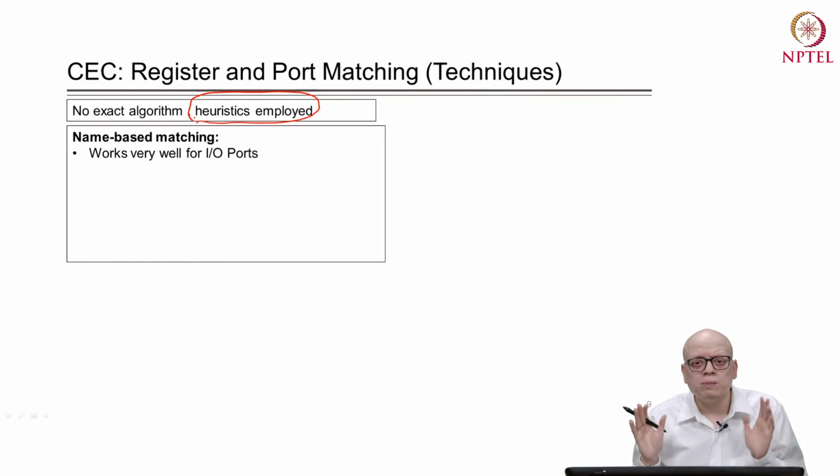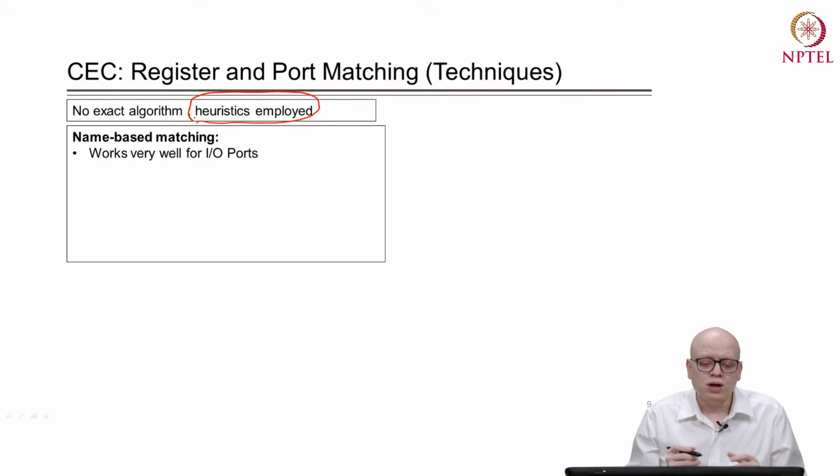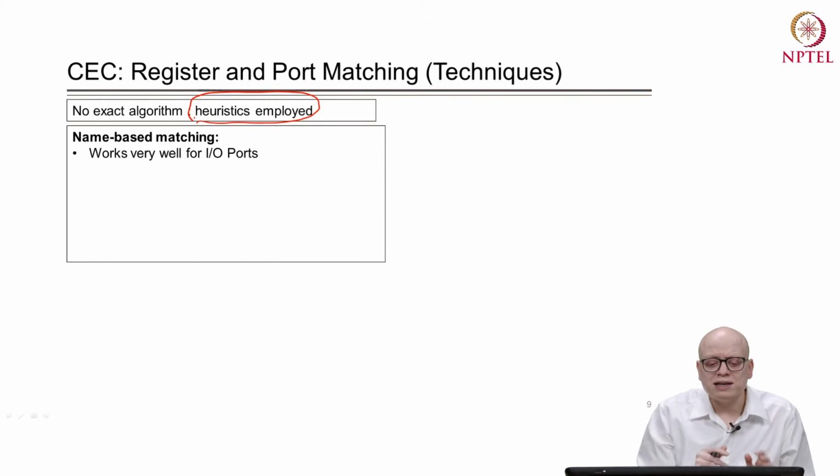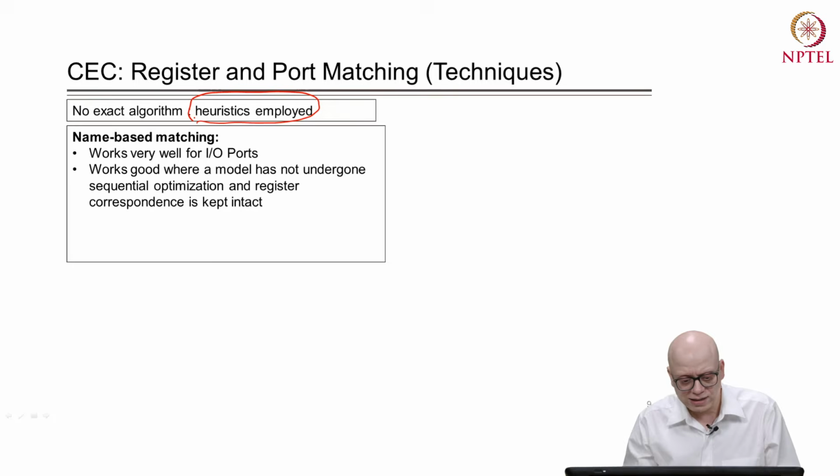So, names of the ports typically do not change in our design flow, right, and therefore, just by looking at the names we can establish the correspondence. So, this technique, name-based matching, works very well for the ports. Now, what about the flip flops or the state elements?